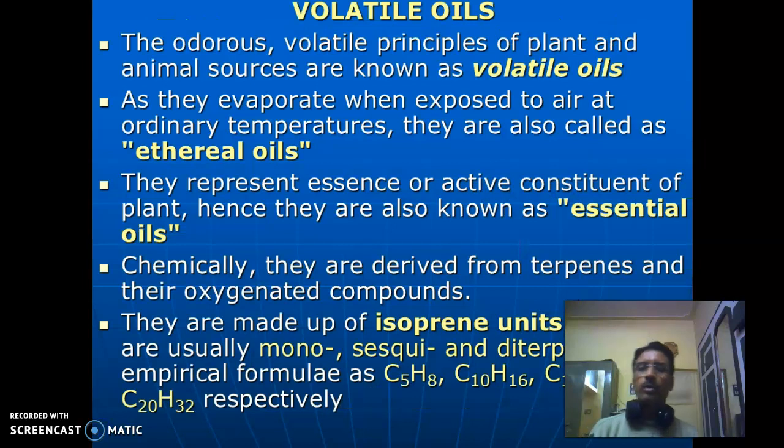The odorous volatile principles of plant and animal sources are known as volatile oils. As they evaporate when exposed to air at ordinary temperature, that is room temperature, they are also called ethereal oils. They represent the essence of the active constituents of the plant, hence they are also known as essential oils. Chemically, they are derived from the terpenes and their oxygenated products.